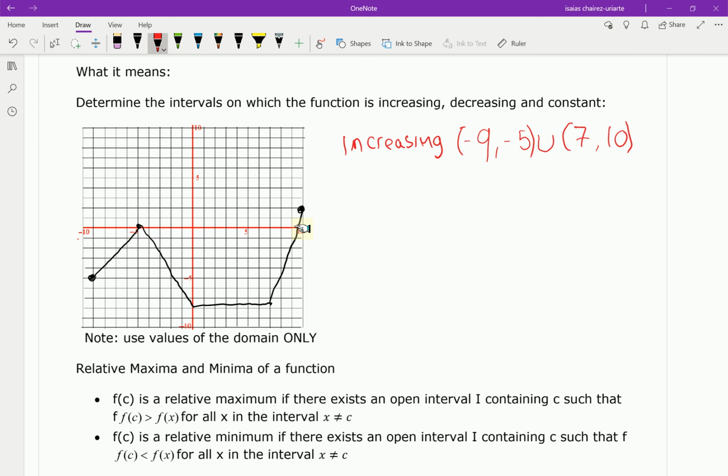Where is my function constant? Well, constant just means pretty much horizontal. I'm going to say that it's constant between 0, because remember, right now we're thinking x-axis, the domain, from 0 all the way to 7.